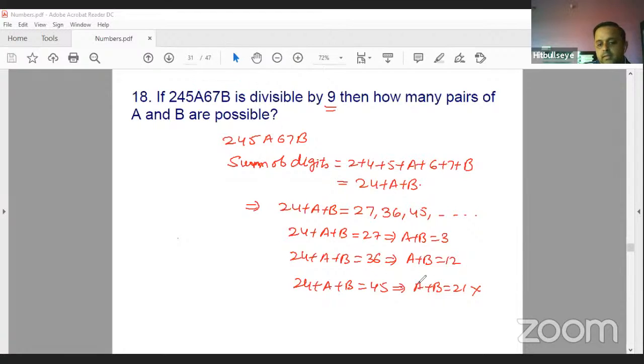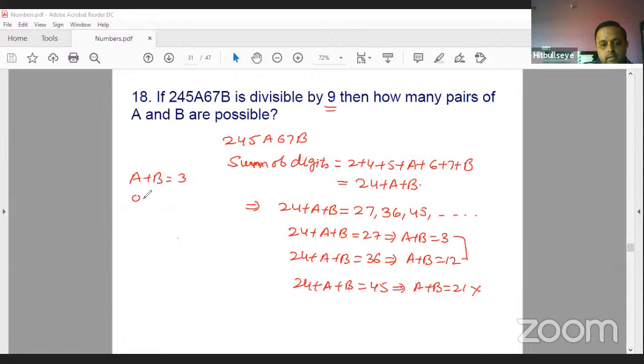So that simply means we have just these two cases, that A plus B either can be 3 or their sum can be 12. Now we need to make the cases for these two subcases. The first one is, what if A plus B is 3? What are the possibilities?